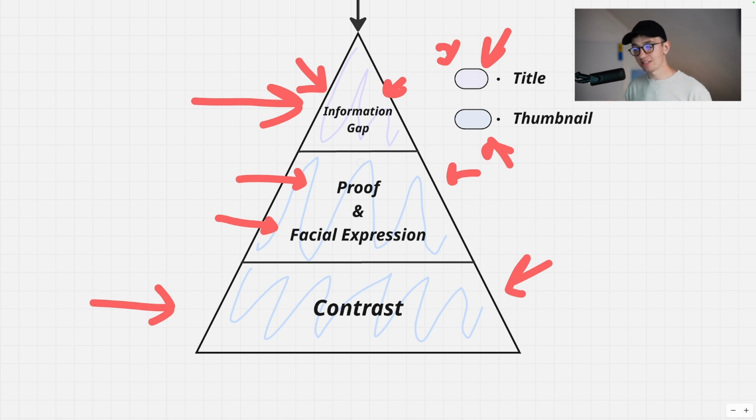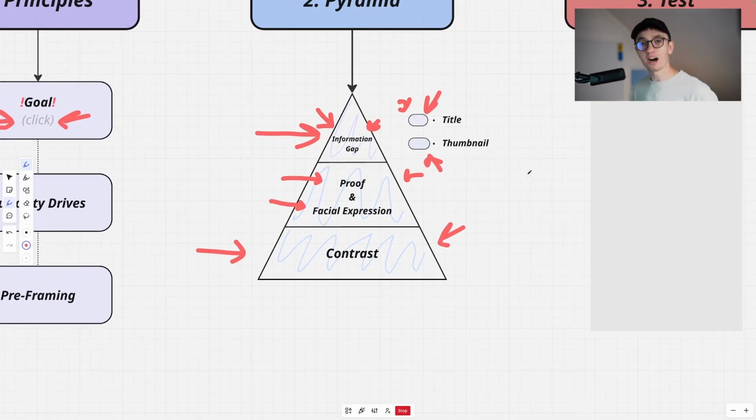But let me explain the deliverables, because this is just the idea. But how do you exactly do this? Well, when it comes to contrast, think about different colors you can use. Think about how you can play with the contrast of shadow and light.